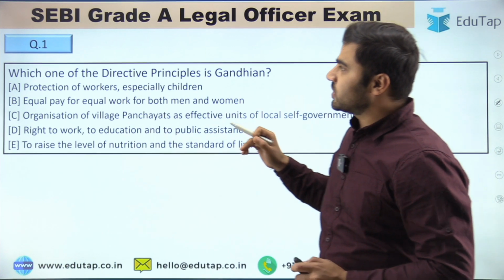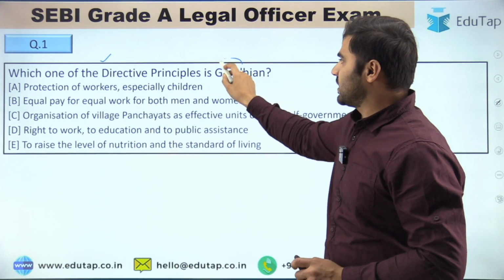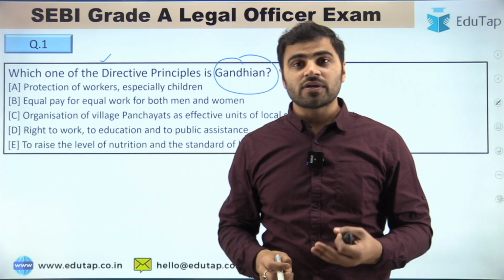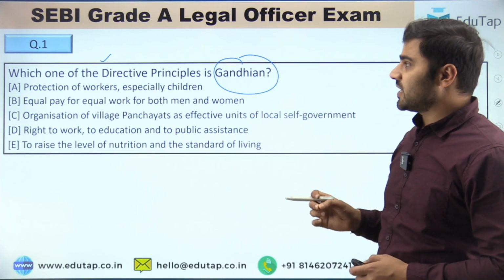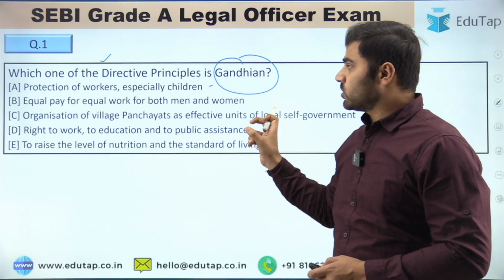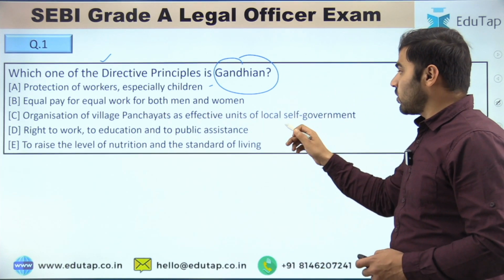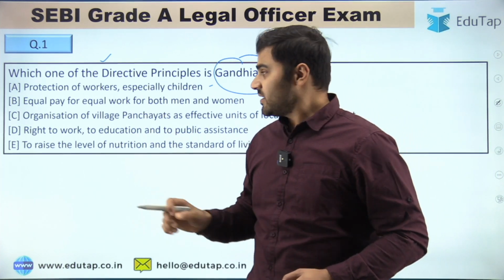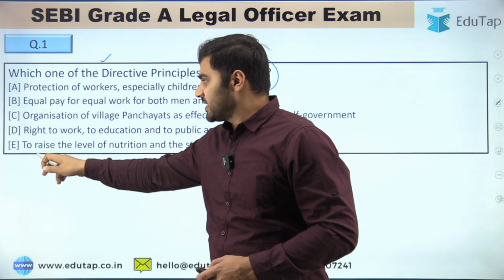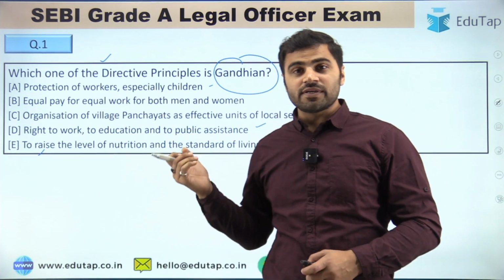If we talk about question number first, which one of the following directive principles is Gandhian? Basically the question is, which directive principle is based on Gandhian ideology? Your options are: protection of workers, especially children; equal pay for equal work for both men and women; organization of village panchayats as effective units of local self-government; right to work, to education and to public assistance; and last but not the least, to raise the level of nutrition and the standard of living. Which of these is the correct answer?